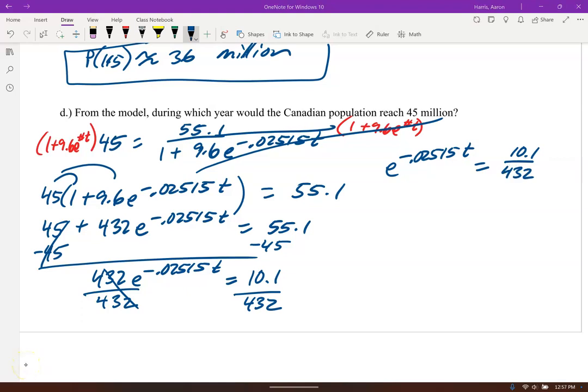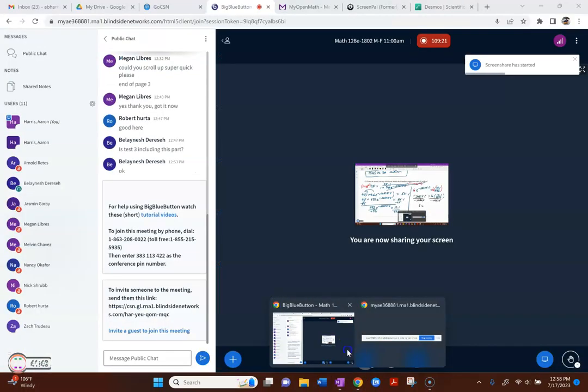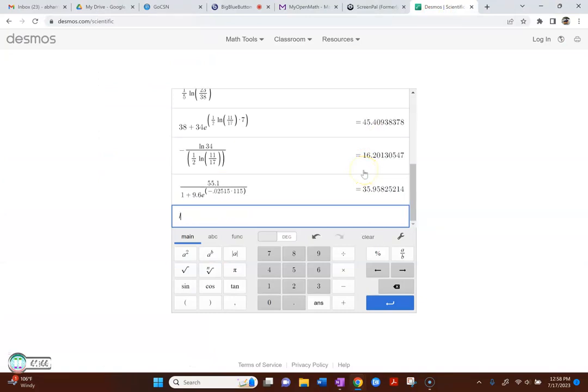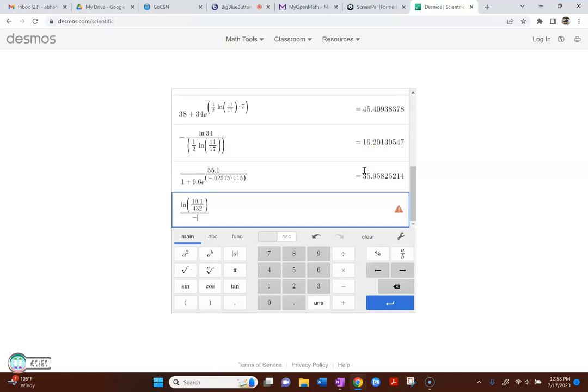And so then I've got to undo the e at this point, so I want to take the natural log of both sides. So I get negative 0.02515 t equals the ln of 10.1 divided by 432. And the last thing, I just have to divide by this negative 0.02515. So t will end up being, let's punch that in. So I got 149.339.